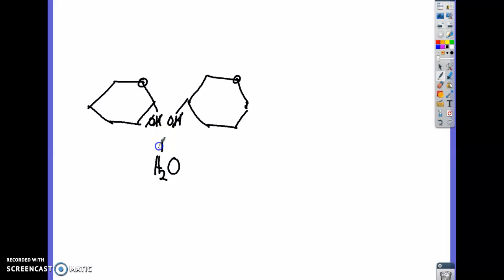So we have water, and what does that leave us with up here? If we got rid of this hydrogen, oxygen, and the hydrogen over here, that only leaves us with an oxygen. And the oxygen can be used to hook those two together. So we took water away from it to hook it together. All right. So that would be dehydration. You're taking water away, drying it out, and hooking it together.